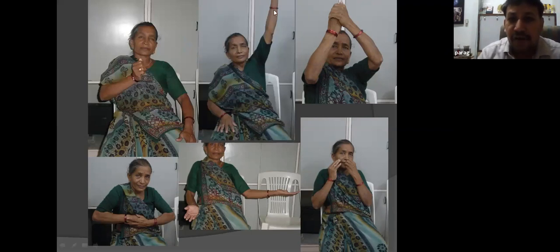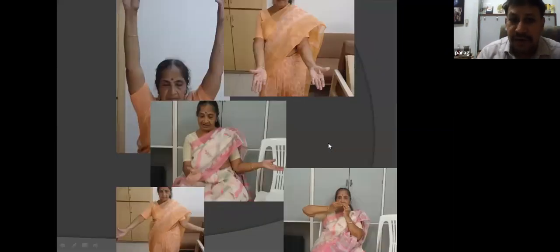So the left is absolutely normal. You have to compare it with the left, and the right is completely flail. Okay, so this is a very large rotator cuff tear.